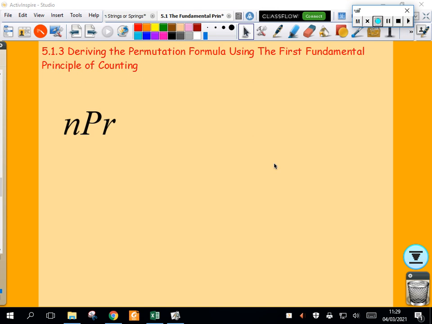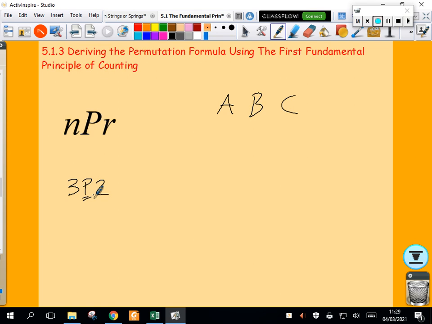Okay, so in this class we're going to derive the permutation formula using the first fundamental principle of counting. So we're going to derive a formula for n permute r. Now, first thing, just what that means is if I look at something like 3 permute 2, what we're saying is if we have 3 objects, let's just write down letters A, B, and C, how many ways can I permute them, which just means arrange them?